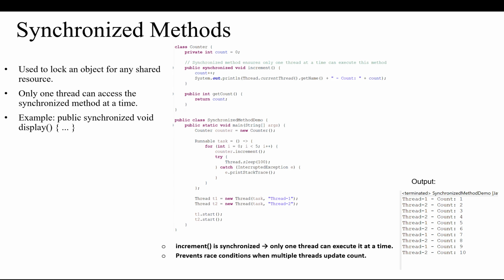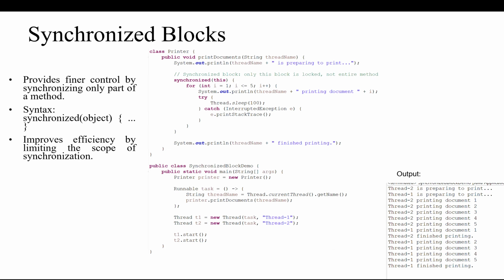A synchronized method is used to lock an object for any shared resource. Only one thread can access a synchronized method at a time. For example, if an increment method is synchronized, only one thread can execute it at a time. This prevents race conditions when multiple threads try to update the same variable.